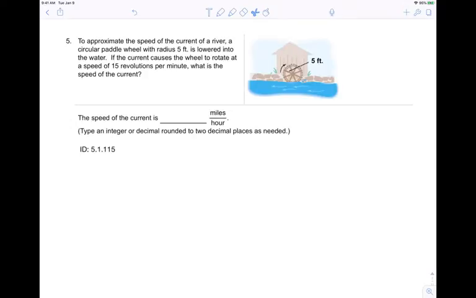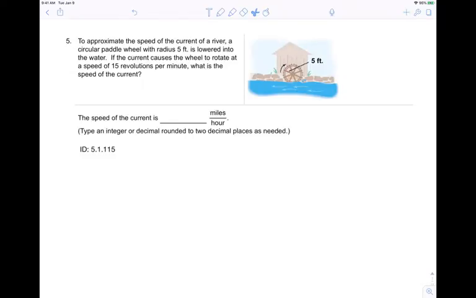Okay, so now if we have this circle, it says to approximate the speed. I'm under the impression that we want to find the linear speed because we want to find the speed of the current. We have a circular paddle wheel with a radius of 5 lowered into the water. It says that the current causes the wheel to rotate, so we have the angular speed of 15 revolutions.